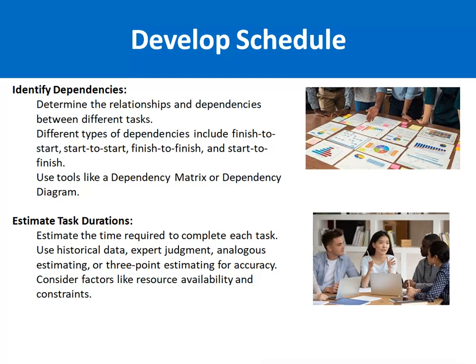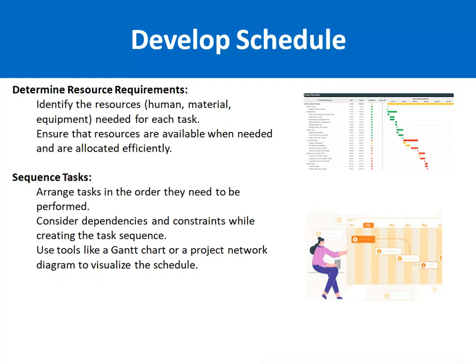Like for example, one resource is not available in the month of January. So obviously you have to manage it properly and appropriately. Once after that, we determine the resource requirement. The resource requirement means, for example, in software development we need 2 software developers and 1 software designer. Okay, so basically this is the phase, this is the approach in which we identify the human resources, material, equipment needed for each task. Also, we ensure that resources are available when needed and are allocated efficiently.